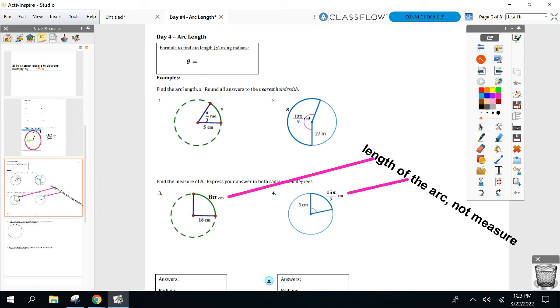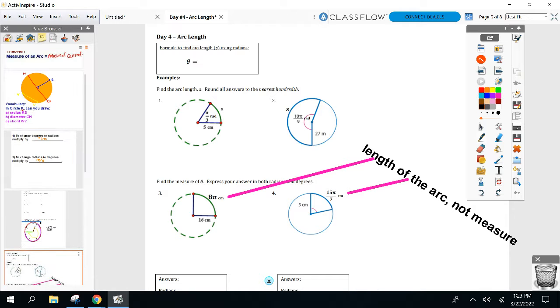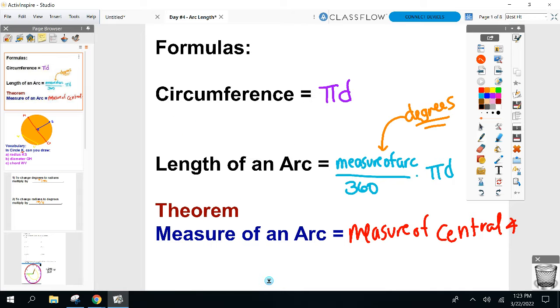You guys see the topic today. Isn't that something we already talked about? Arc length? Don't you guys have a formula for arc length? You do, but only if your angle's in degrees. What happens if it's in radians, right? If it's in radians, I cannot use this formula.